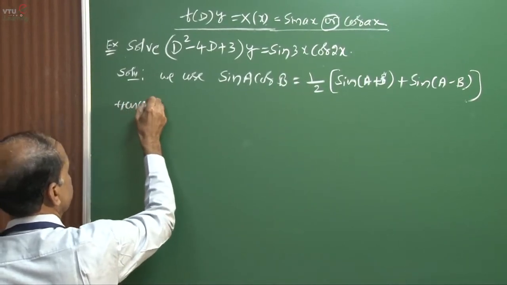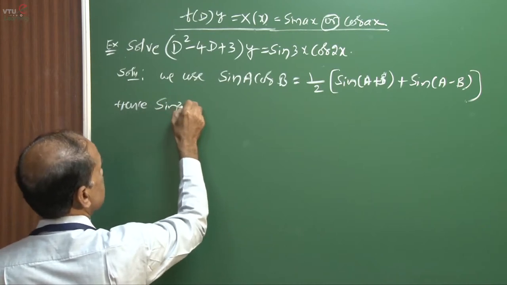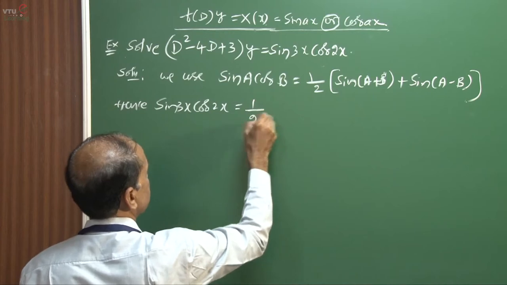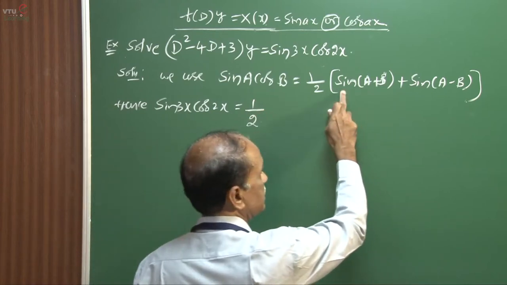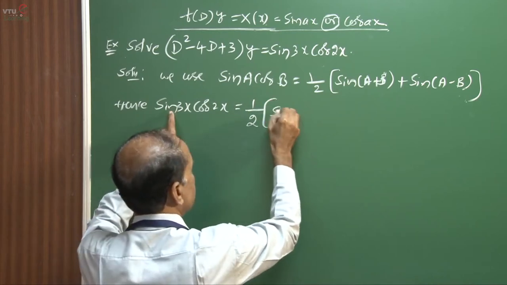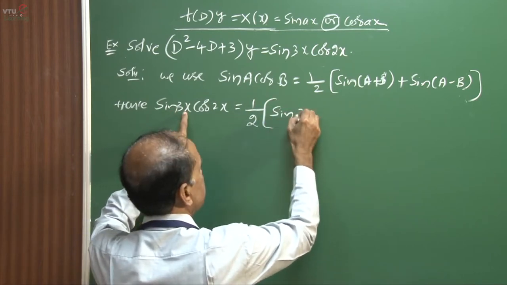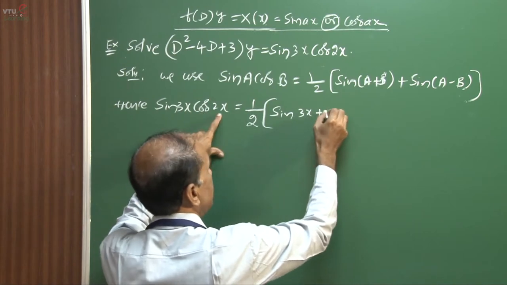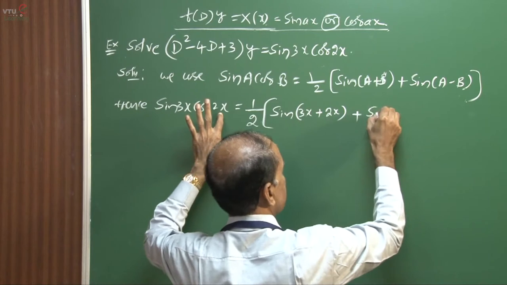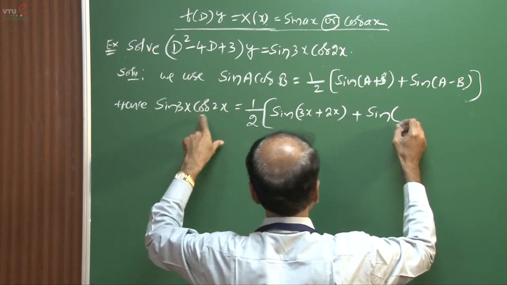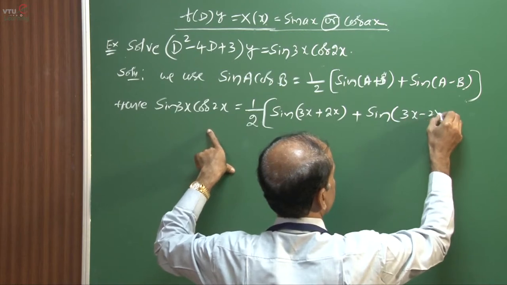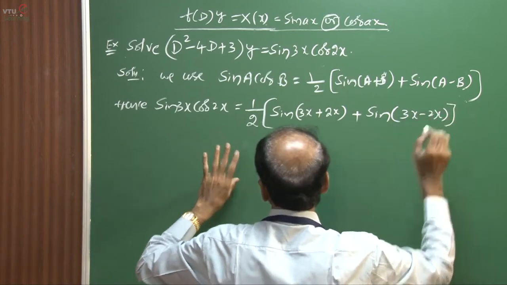Hence sin 3x into cos of 2x is equal to 1 by 2, into sin summation plus sin difference. Sin summation should be sin of 3x plus the other angle, 2x, this is the summation, and plus sin of the difference. Difference means A minus B, that is 3x minus 2x. This much is there.